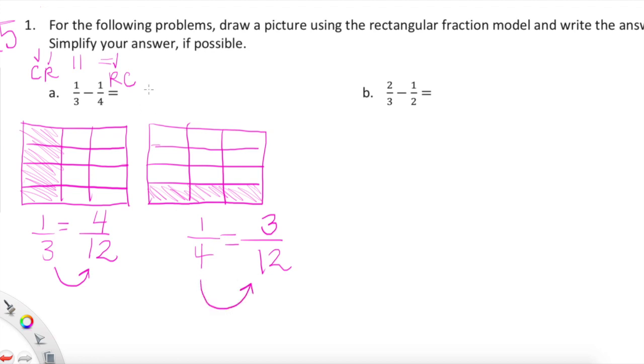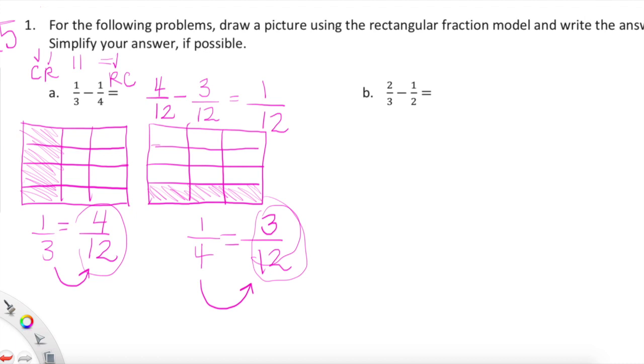Now let's go ahead and rewrite our expression with our common denominators. So now, instead of 1/3 minus 1/4, we're looking at 4/12 minus 3/12. And I think you guys can check that out pretty easily. 4 minus 3 is 1. So 4/12 minus 3/12 is 1/12.